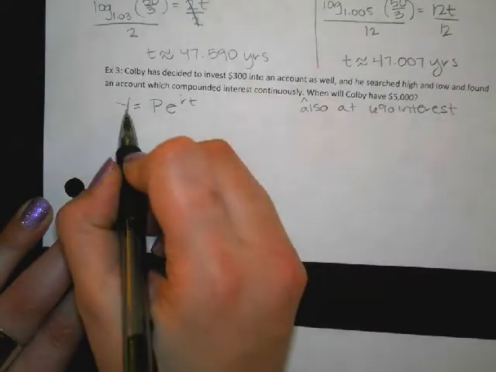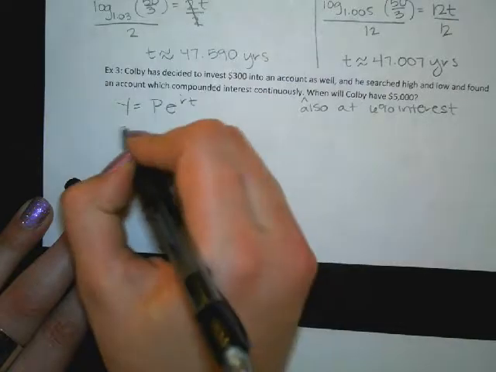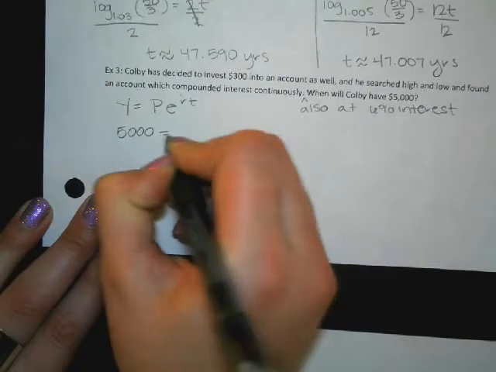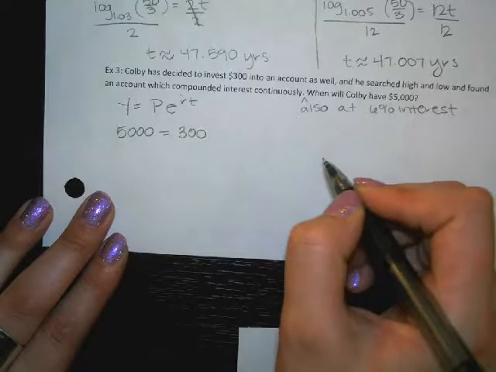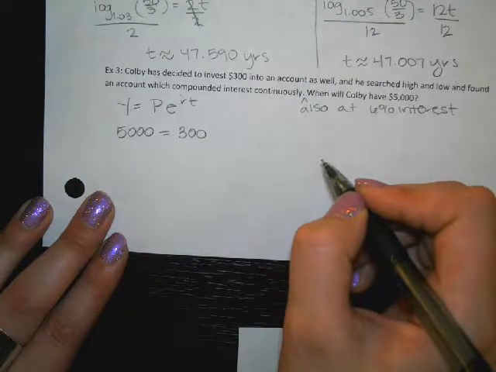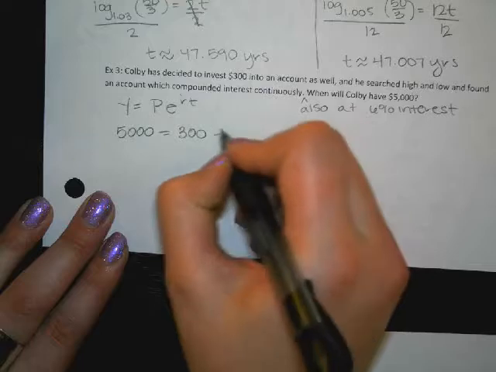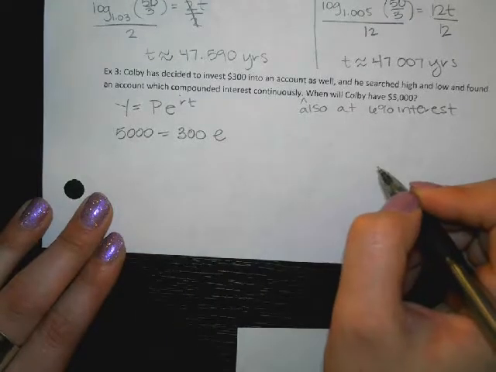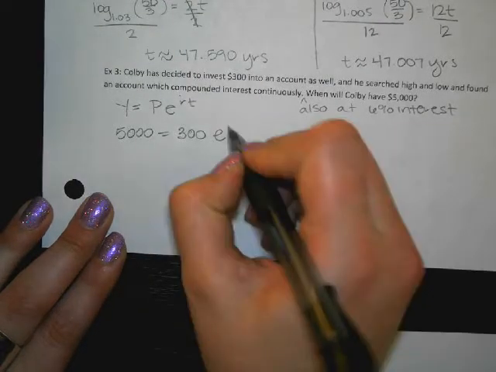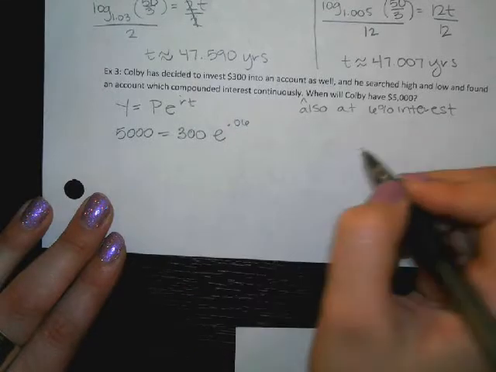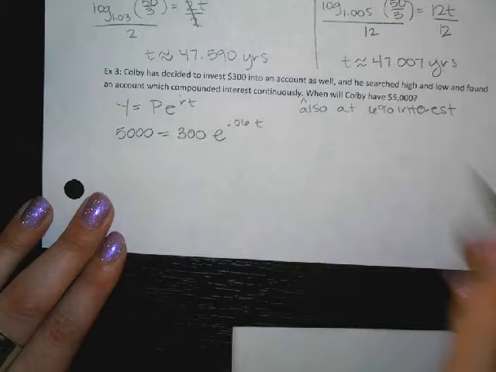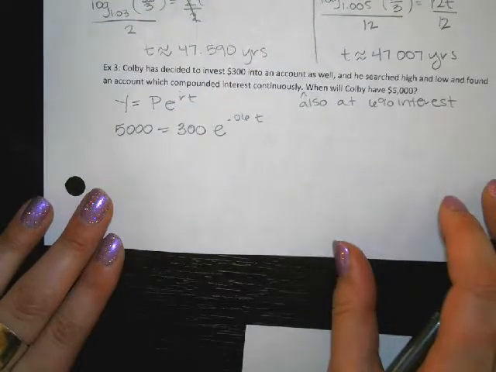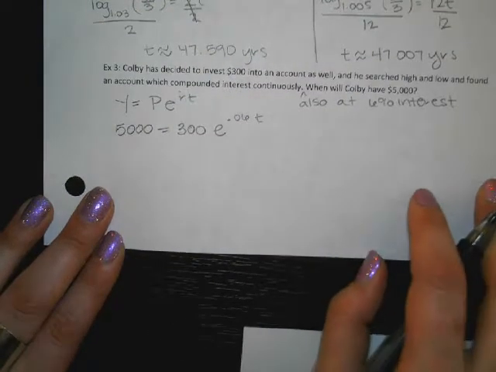Okay, so for y, what do we have? Wait, for y? 5,000, that's our final amount. Equals 300. What do we plug in for e? That's a joke, it's a button on your calculator. Okay. What do we plug in for r? 0.06. What do we plug in for t? T. That's what we're solving for, so we put a t. Good. Okay. What do we do first?